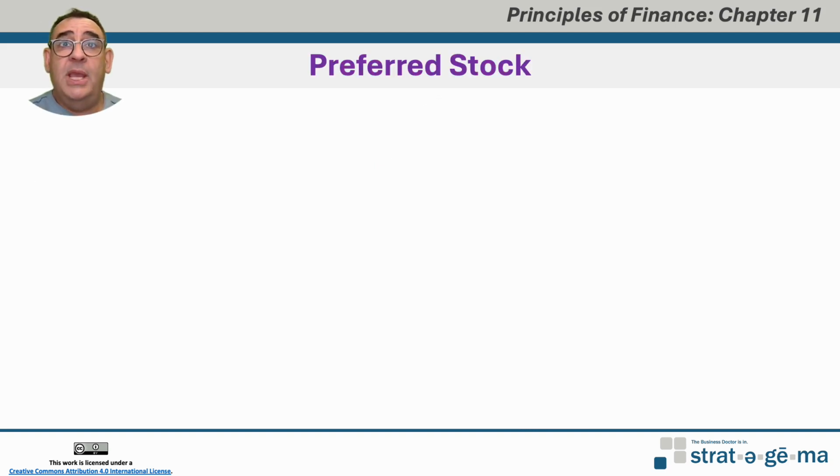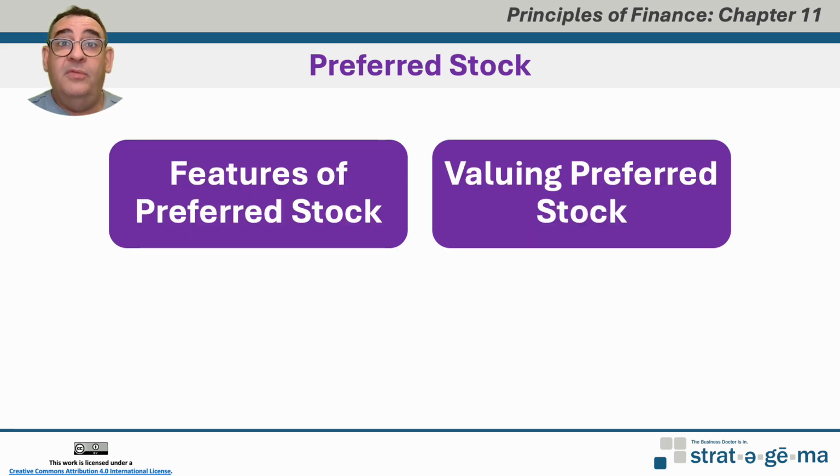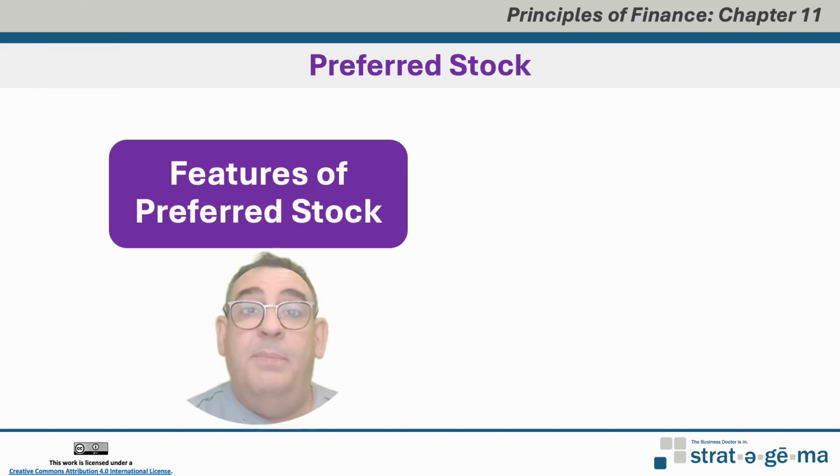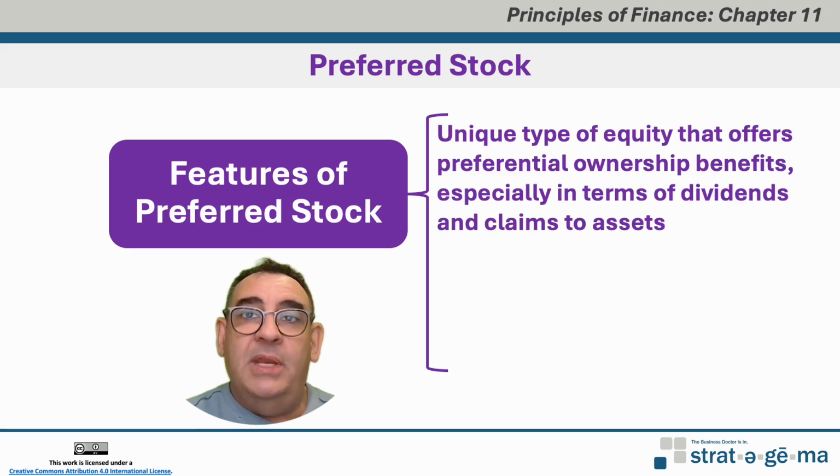The next section in the chapter is preferred stock. So we'll look at features of preferred shares, how to value preferred shares, and differences between preferred and common shares. This is a pretty easy section. So a preferred share is a unique type of equity. It's a share equity that offers preferential ownership benefits, especially when it comes to dividends and claims to assets.